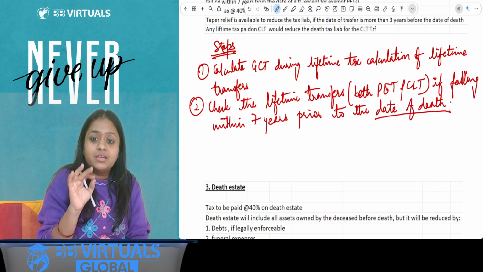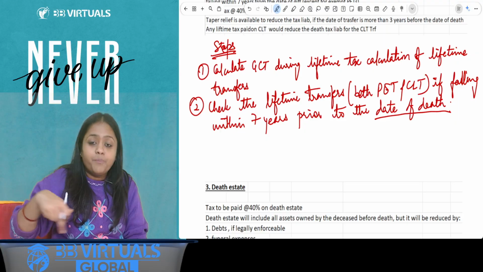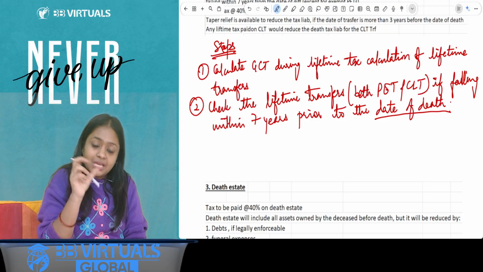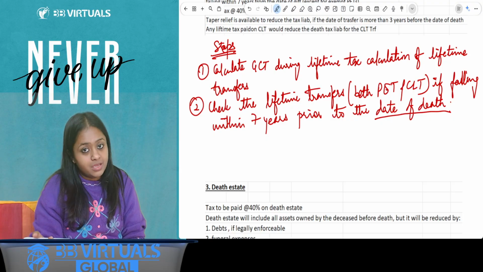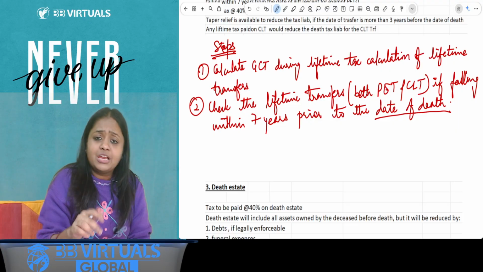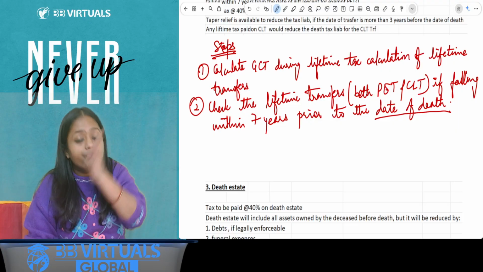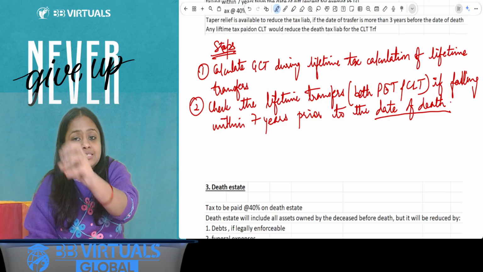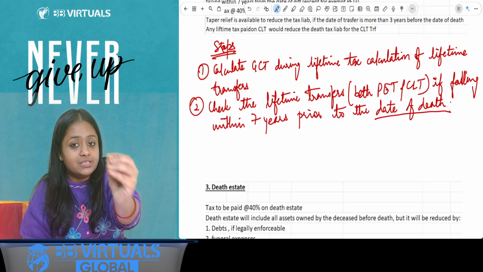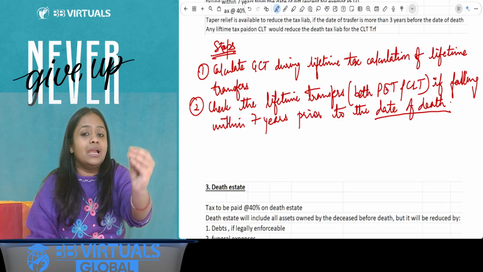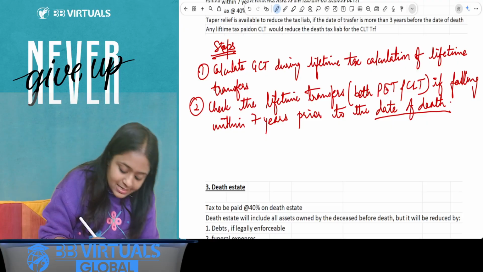Once you check the gifts that are falling in the 7 years period before the date of death, those gifts are going to be taxable upon death. Or in a very simplified way we can also turn it around: check for every gift in the next 7 years, is the date of death falling or not. If it is falling, then that gift is taxable upon death and you need to calculate death tax on the same as well. How would you calculate death tax?